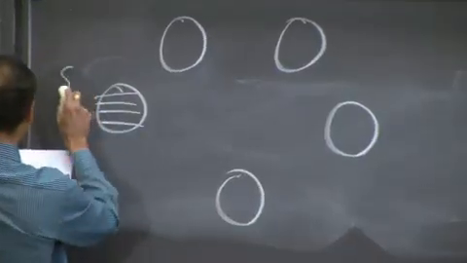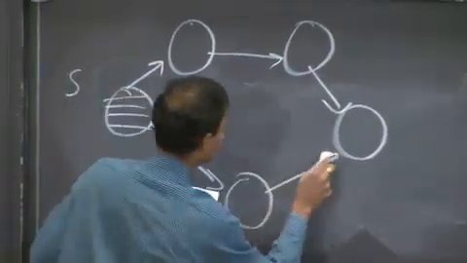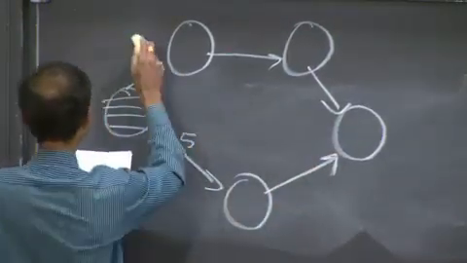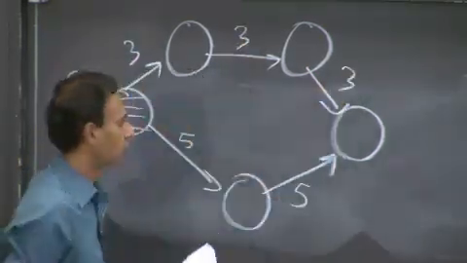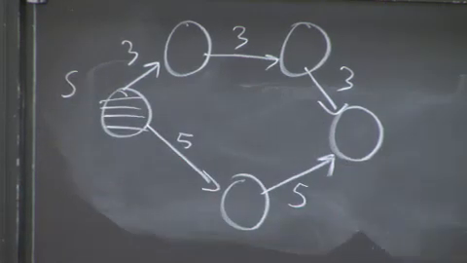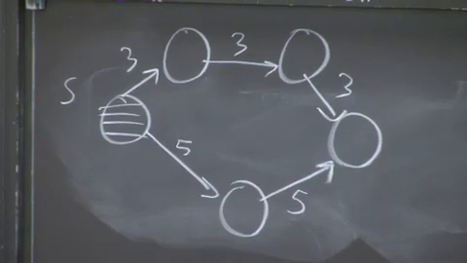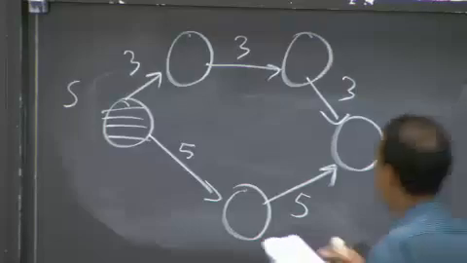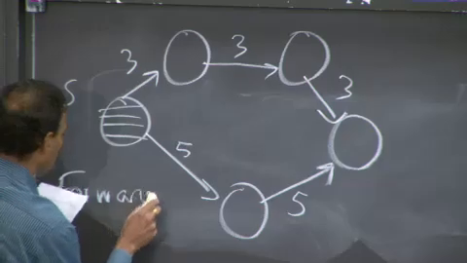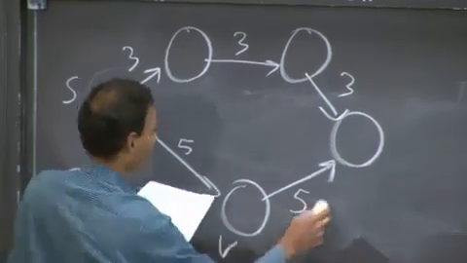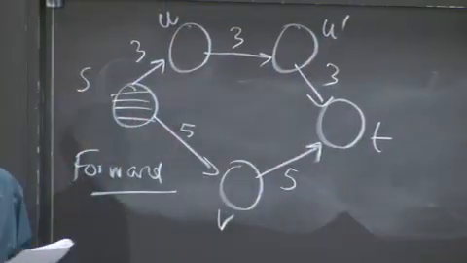So that's my S over here, and I have a fairly straightforward graph. I have 5, 5, 3, 3, 3. So we don't need a computer program to tell us that the shortest path from S to T is the path with 3 edges that goes on top, which has a weight of 9. So this is the forward search. And I'm going to call all of these vertices by names. So I have U, U prime, T, etc.